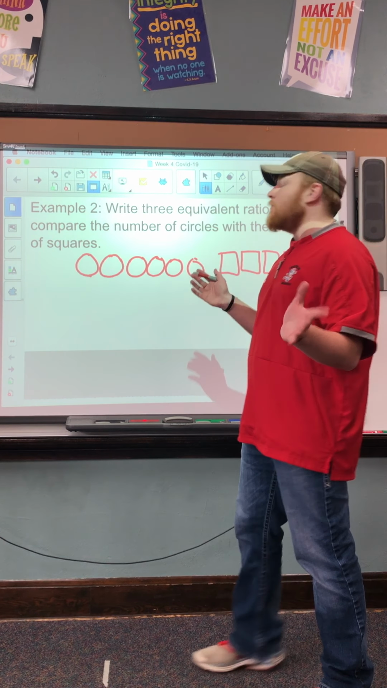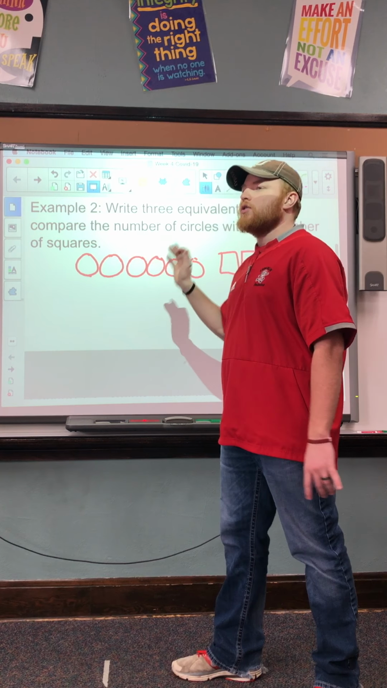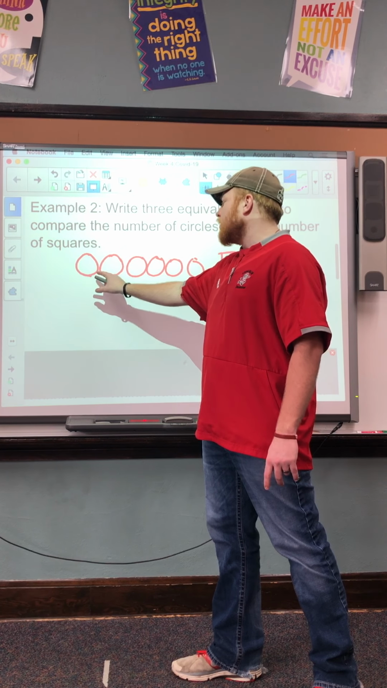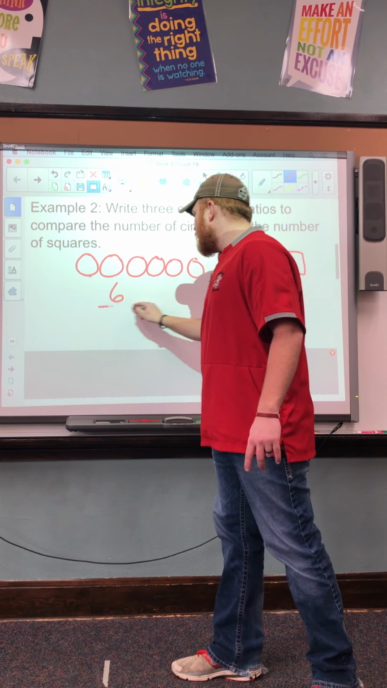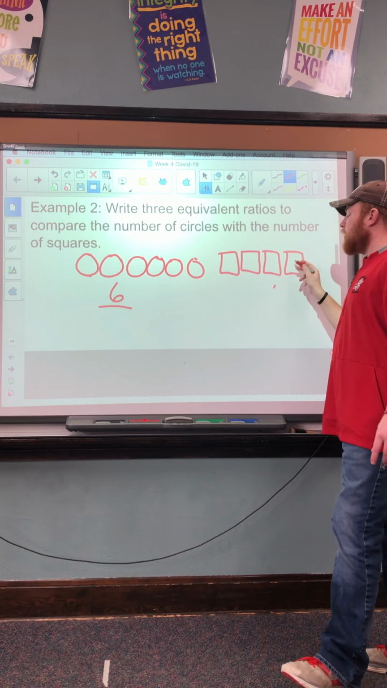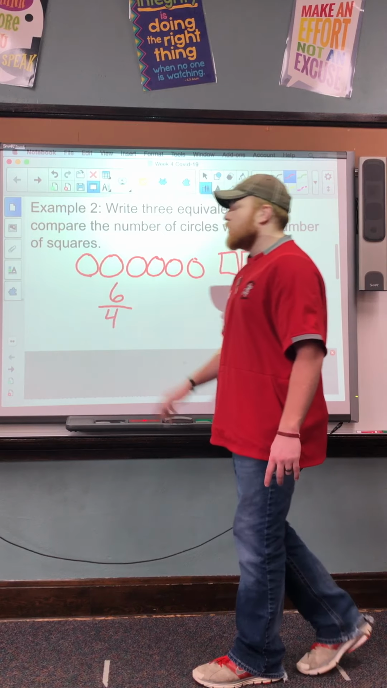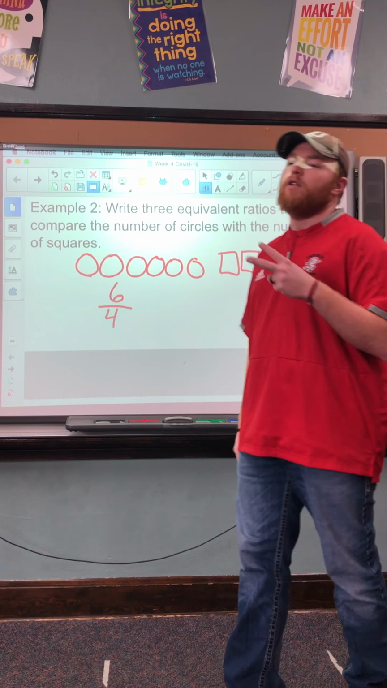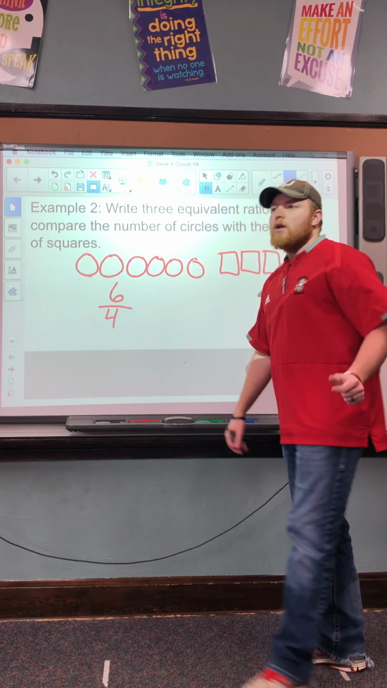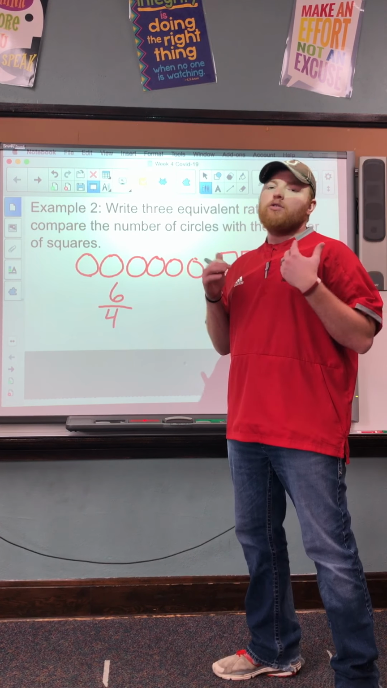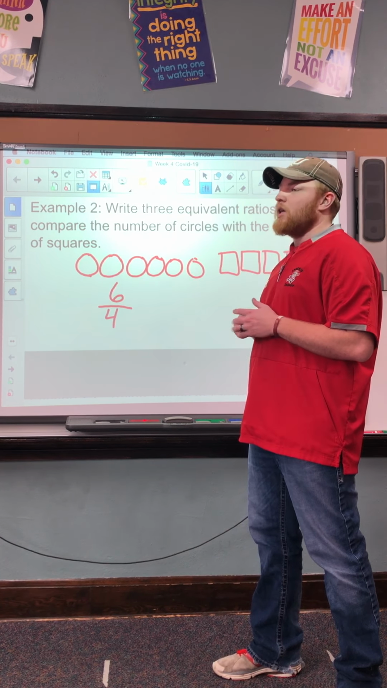Okay, so first you have to come up with a ratio from circles to squares. So count how many circles there are. 1, 2, 3, 4, 5, 6 circles, and there's 1, 2, 3, 4 squares. So that's your first ratio. Now you have to come up with 2 equivalent ratios with this one ratio. Okay, so what I usually do, just multiply by 2 and multiply by 3.